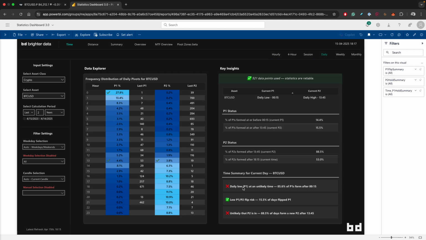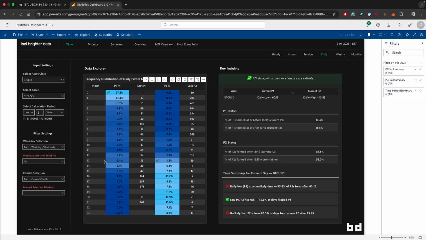So this is pretty much just very clear, showing, okay, how many P1s are put in later than the current P1. So this was the current P1, now taken out. And then we look at the percent of P1s formed at or after 1:45, which was the current P2. And we see that 15.5% of days flip P1.